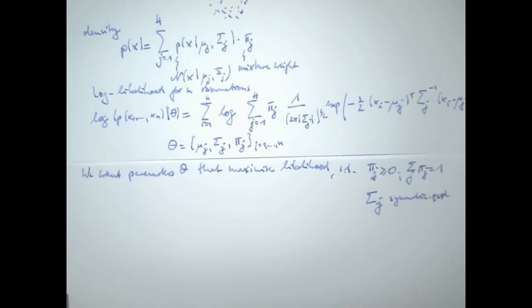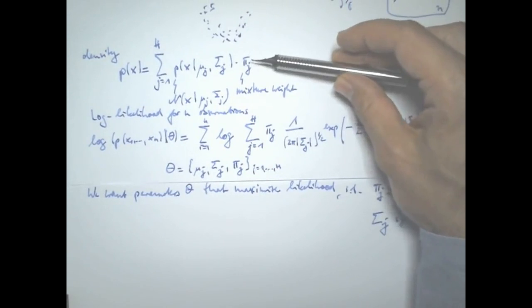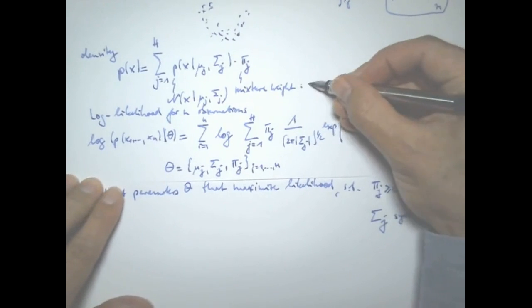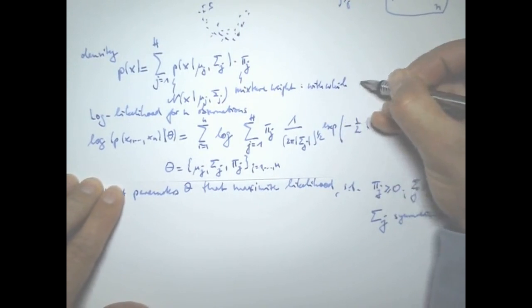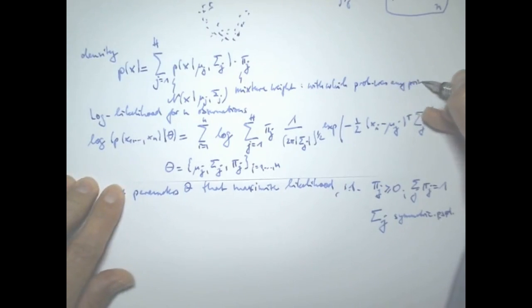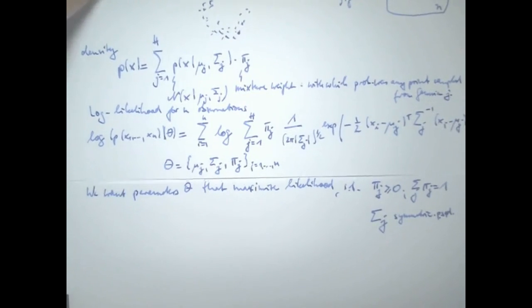Yes? It was that's not the indicator variable of which Gaussian, it's a probability. Yes, exactly. So mixture weight is with which probability was any point sampled from Gaussian number j. Exactly.